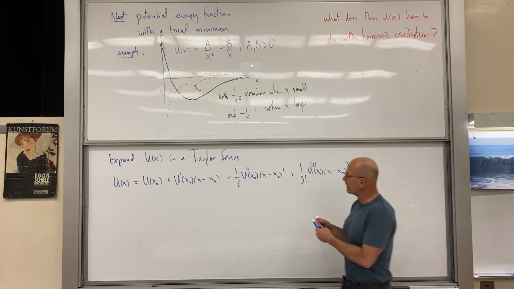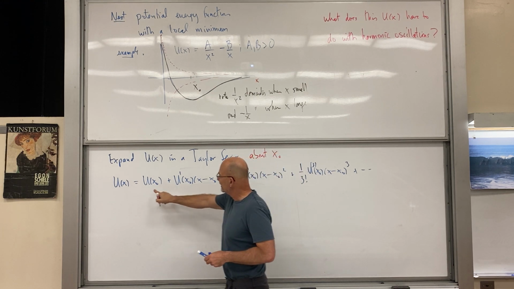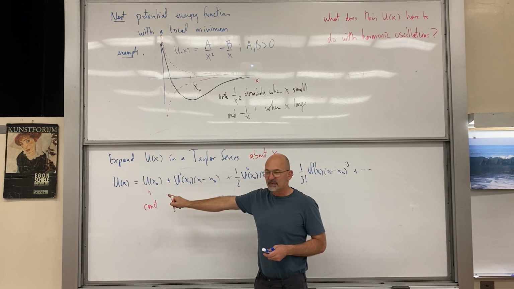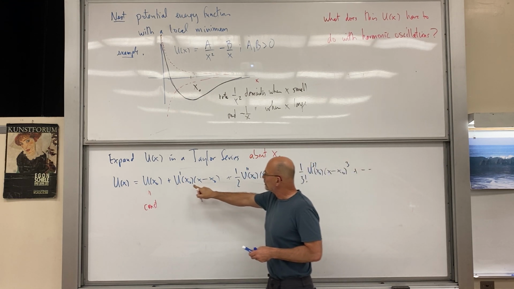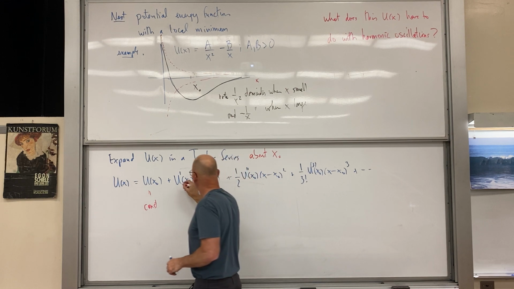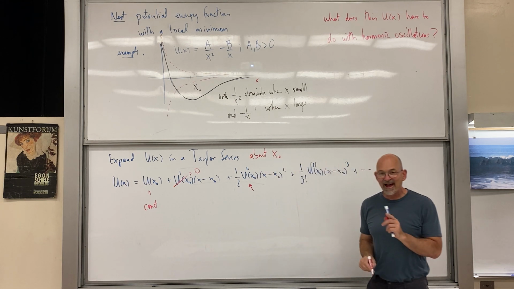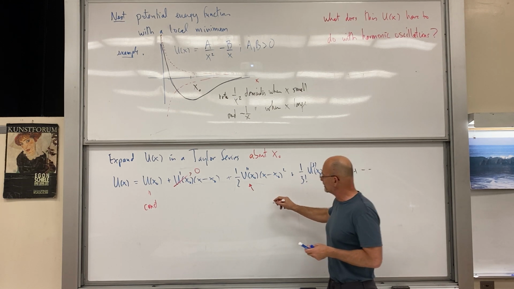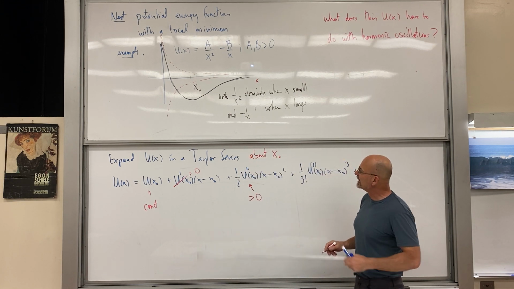Now, what have we done, though? So this was about x sub 0. This is a constant. And remember that all the derivatives evaluated at some certain point are constants. So u prime is a constant, u double prime, u third derivative, so forth. U prime, however, is zero because we're choosing this local minimum. The second derivative does not have to be positive, but we're going to require that it be non-zero and positive, greater than zero, which means we have a local minimum.